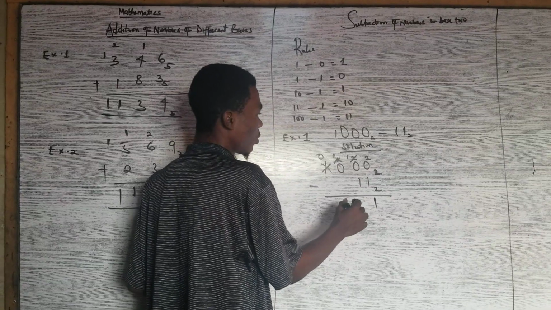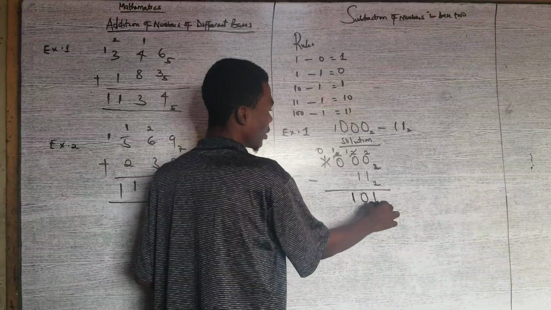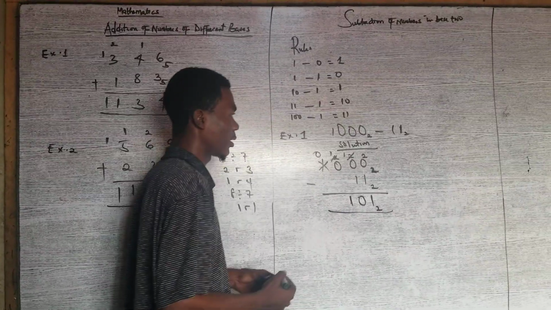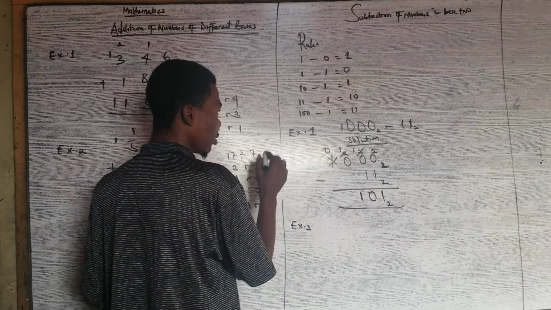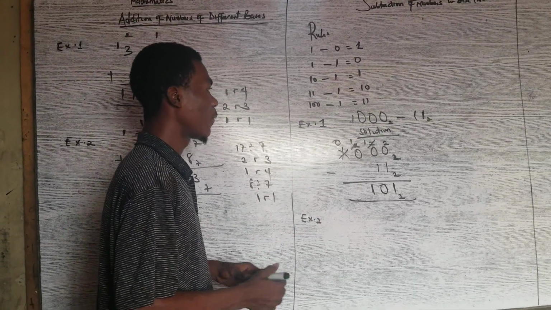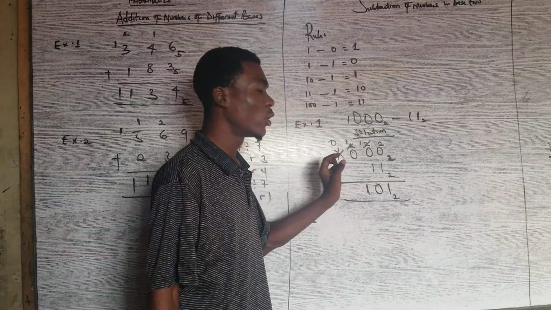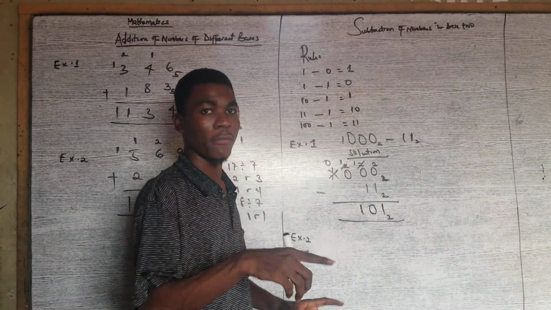Then 1 minus 1, what are we going to have here? That's 0. Then I'm going to draw 1 base 2. Do we get that? So now let's solve another example on that. But before I solve another example, we can decide to convert this to base 10, then convert them back to base 2.